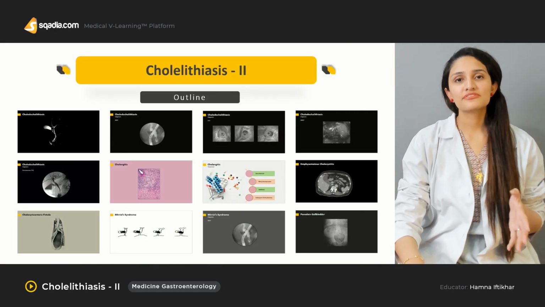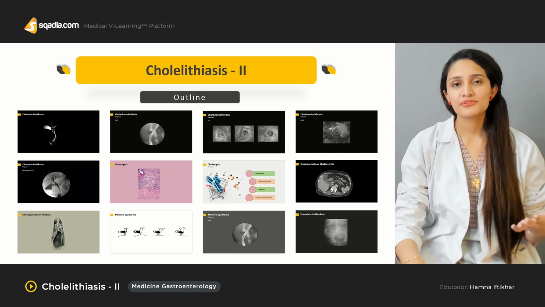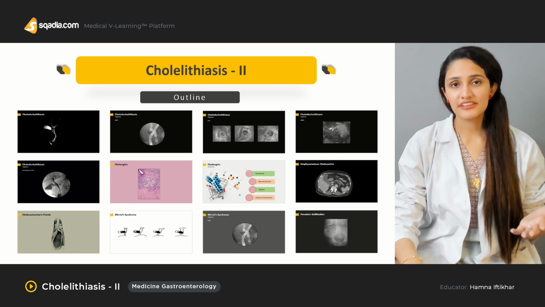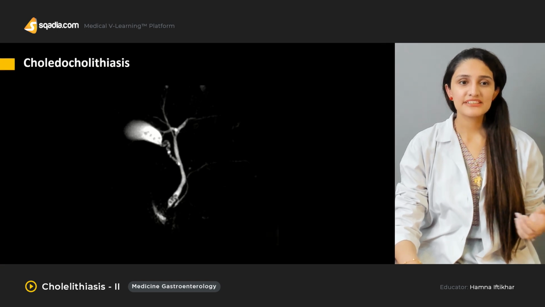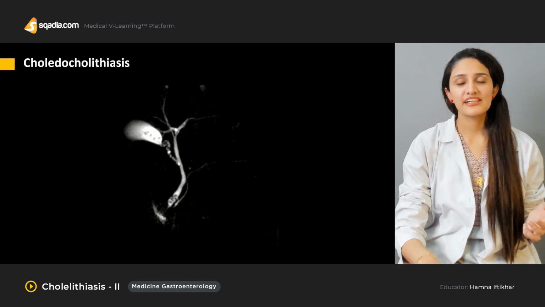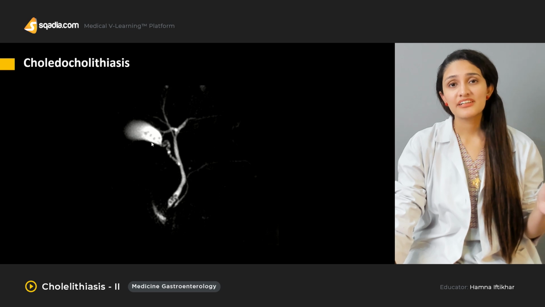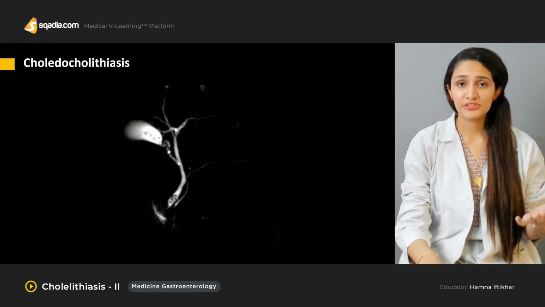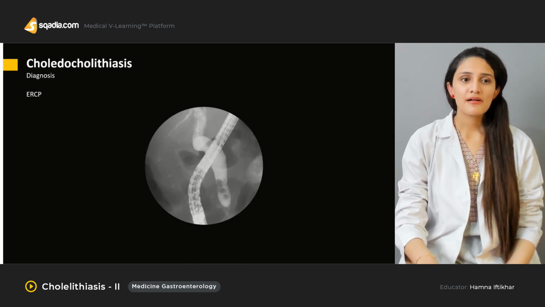This is the outline of the lecture. We'll be talking about the different types of complications regarding gallstone disease. Firstly, we'll be talking about choledocholithiasis, which is the formation of stone within the bile duct. The stone might come from the gallbladder through the cystic duct into the bile duct. So a bile duct stone is known as choledocholithiasis. We'll be talking about that in detail. How do patients present, and how can we treat them?